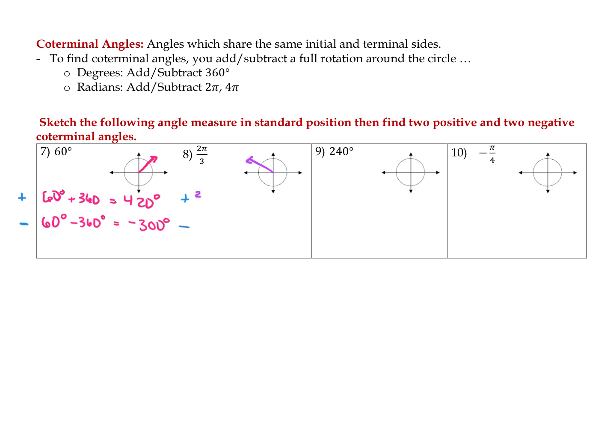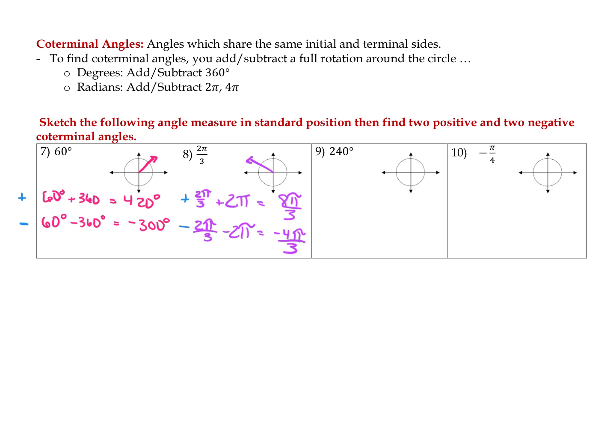So if I take 2 pi over 3, 2/3 pi, and I add 2 pi to it, it's going to be 8 pi over 3. That's your positive. Or I take 2 pi over 3 and I subtract 2 pi. That's going to give me negative 4 pi over 3. Those would be coterminal angles.